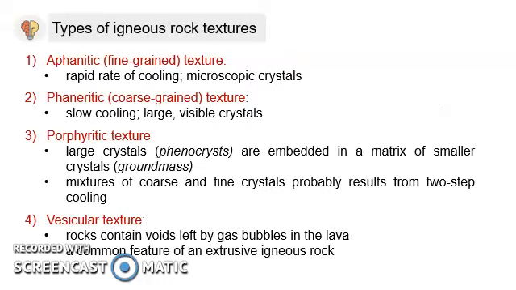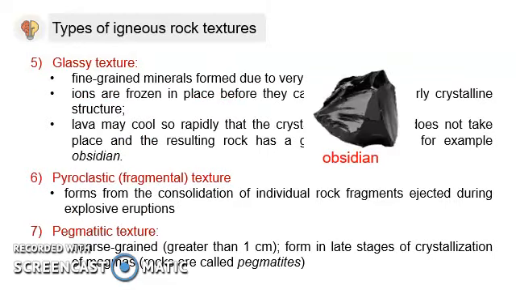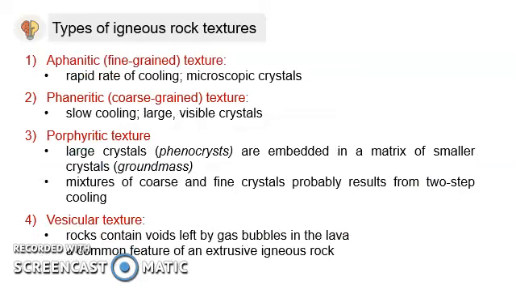We have 7 types of igneous rock texture: aphanitic, phaneritic, porphyritic, vesicular texture, glassy texture, pyroclastic, and pegmatitic. When we see aphanitic, it is fine-grained texture, which forms with rapid rate of cooling, and therefore there are microscopic crystals. That is why it is fine-grained texture, aphanitic.